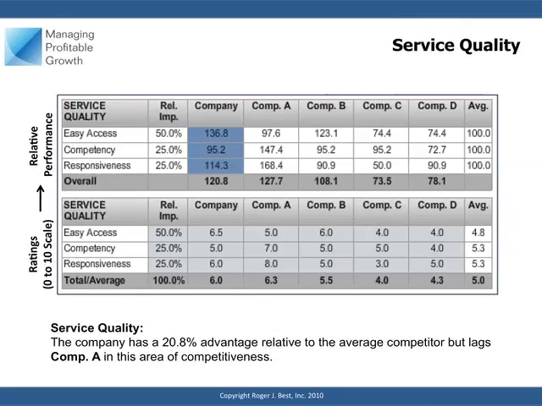As shown, the company has a 20.8% service quality advantage over their average competitor. However, competitor A is the market leader in this area with a 27.7% competitive advantage. Competitor C has the lowest service quality with a 73.5 relative performance, which means it's 26.5% behind their average competitor.